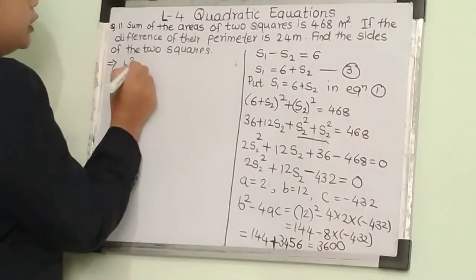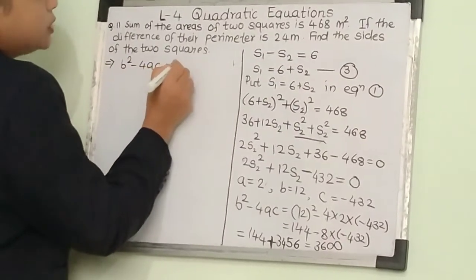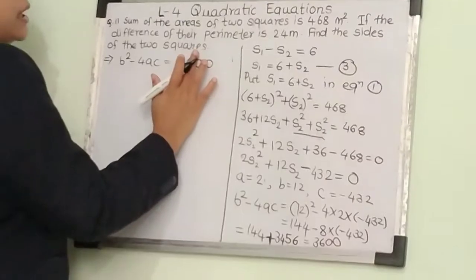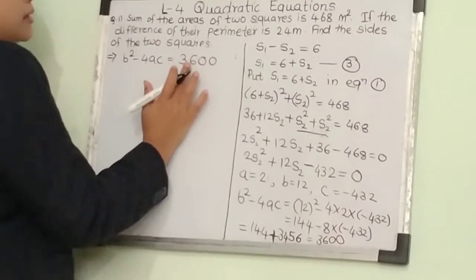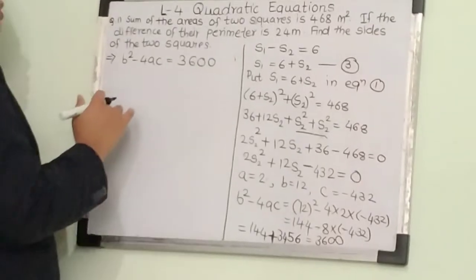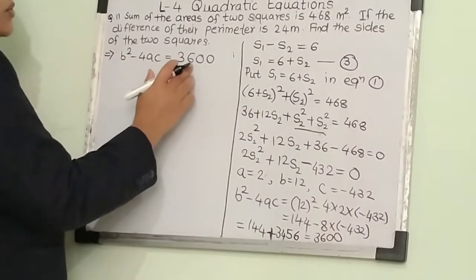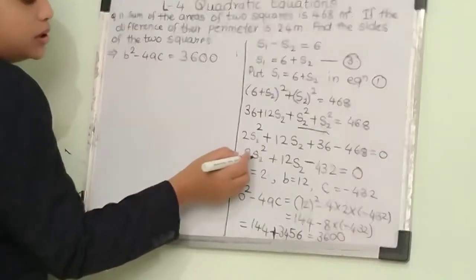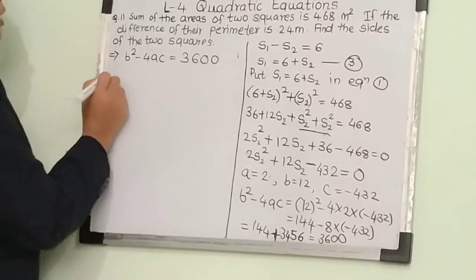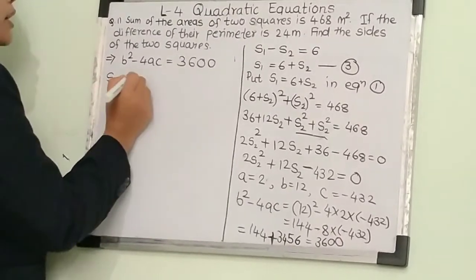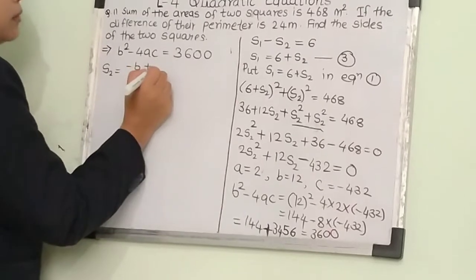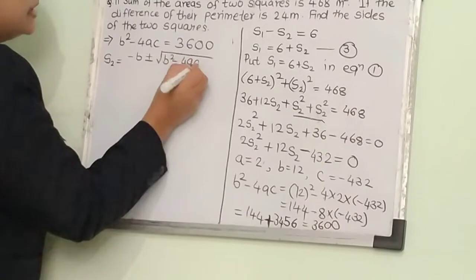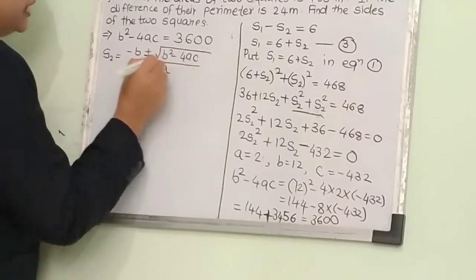I get here the value of B square minus 4AC equals 3600, and that is a perfect square, because we know that 36 is the square of 6. So 60 square will be 3600. Now your equation is in the variable S2, so S2 equals minus B plus or minus root of B square minus 4AC upon 2A.